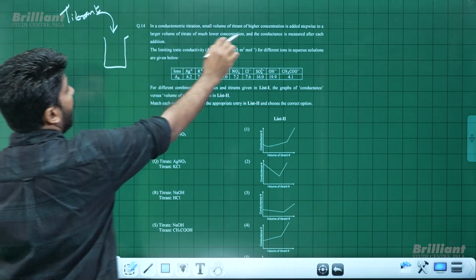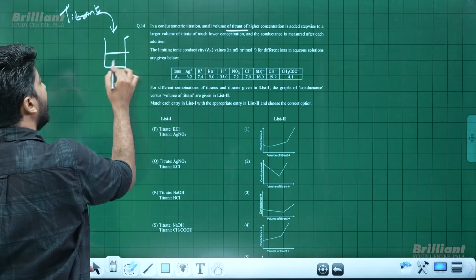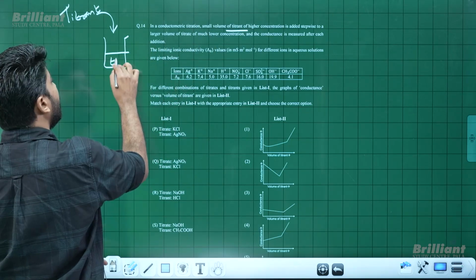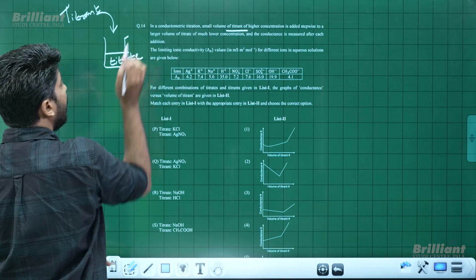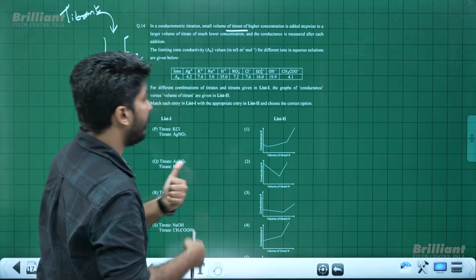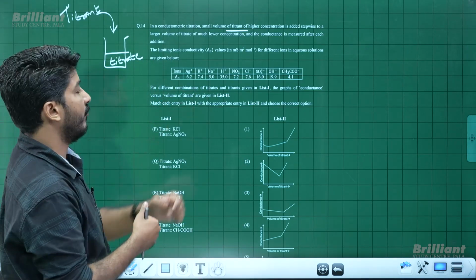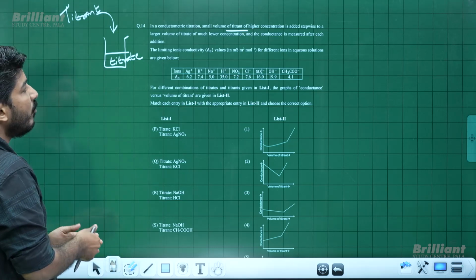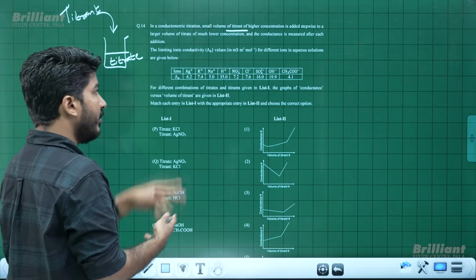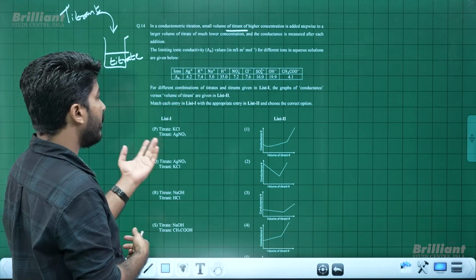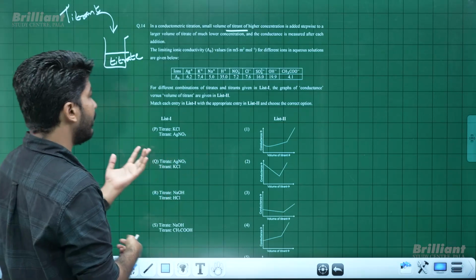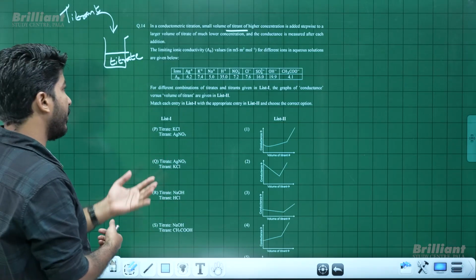Very well explained question, so no confusions regarding that part. The titrate we have down, the titrant we are adding from up. Now, the conductance is measured after each drop addition. The limiting molar conductivity of ions is given to us. Ag plus, K plus, several ions have been mentioned, along with their limiting molar conductivity values.